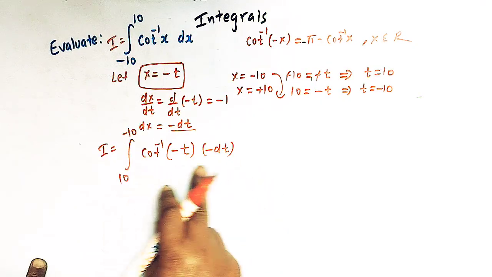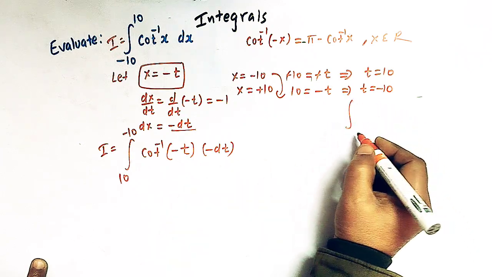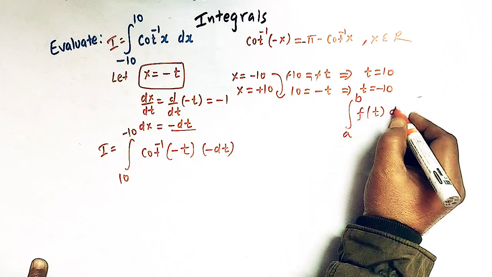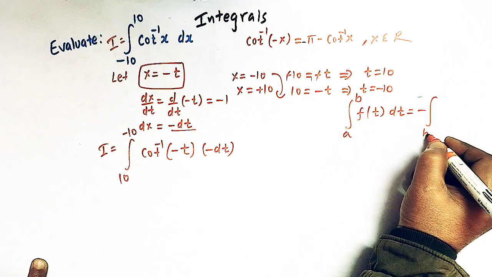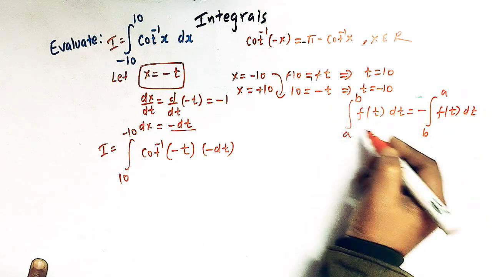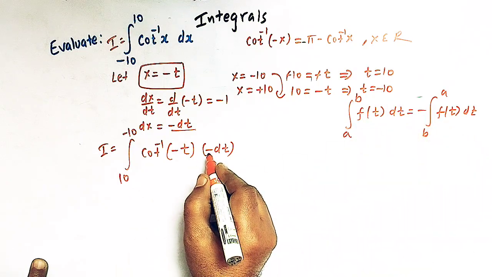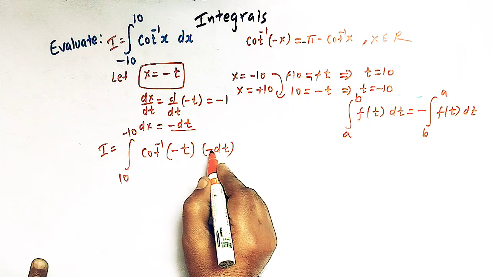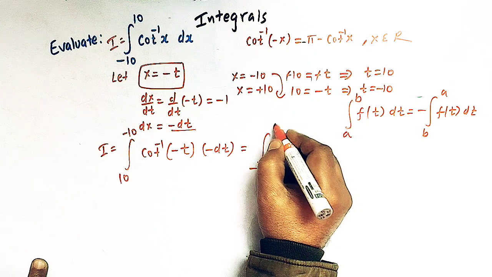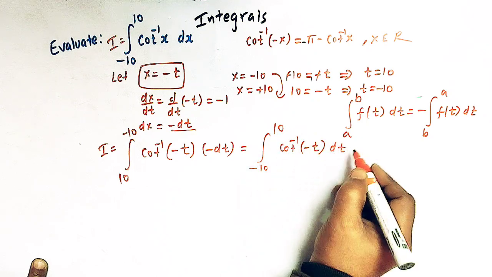So now let us simplify this integral using this property of definite integrals, that is the integral from a to b of f of t dt is equal to negative of the integral from b to a of f of t dt. So when we interchange the limits, the value of the definite integral is negative, right? So here we can neutralize this negative sign by interchanging the limits. So we can now write minus 10 to 10, and we have cot inverse of minus t and dt, right?